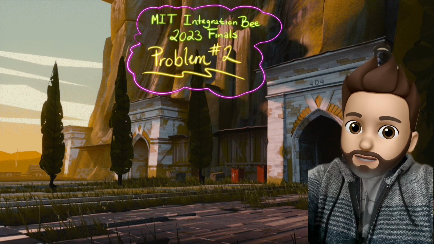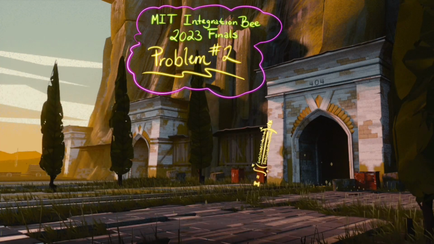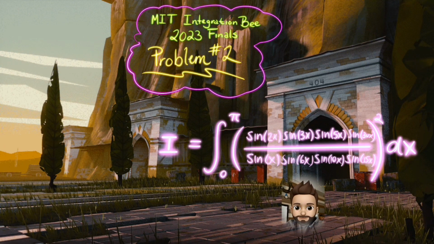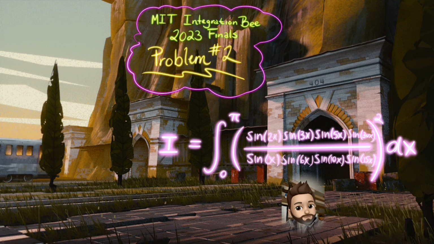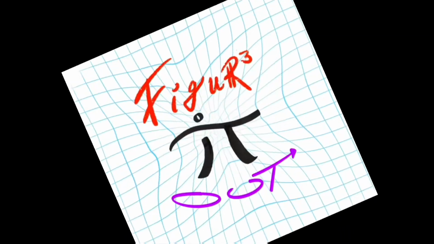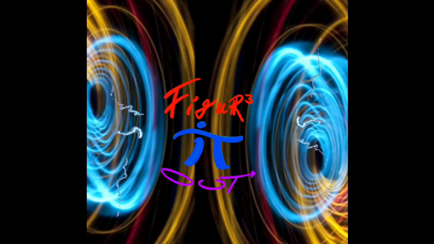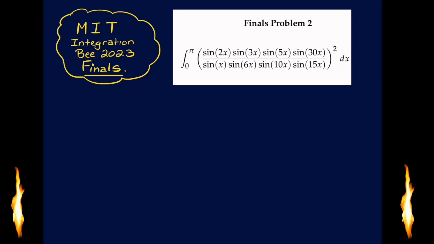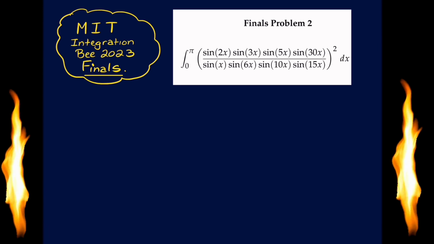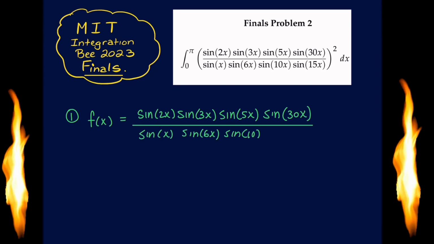It's the MIT Integration Bee 2023 Finals problem number 2. So we've got the integral from 0 to pi of a function of sines squared dx. This function of sines is sine of 2x times sine of 3x times sine of 5x times sine of 30x, all divided by sine of x times sine of 6x times sine of 10x times sine of 15x.